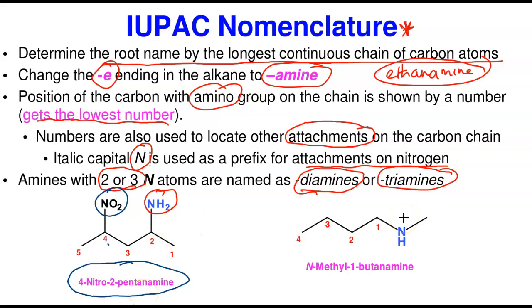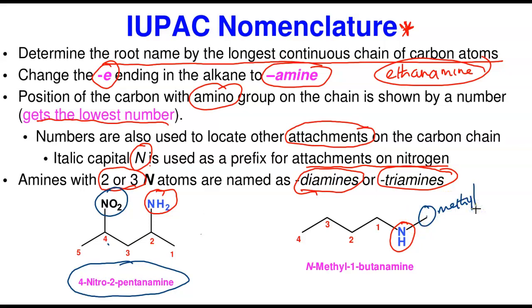The same thing we're going to do with this one as well. In naming this one, we'll count the longest chain. The longest chain, of course, is going to be from 1, 2, 3, 4. It can't be this one. What it means is that this is an attachment, but this attachment is on the nitrogen. And this attachment is a methyl group on the nitrogen.